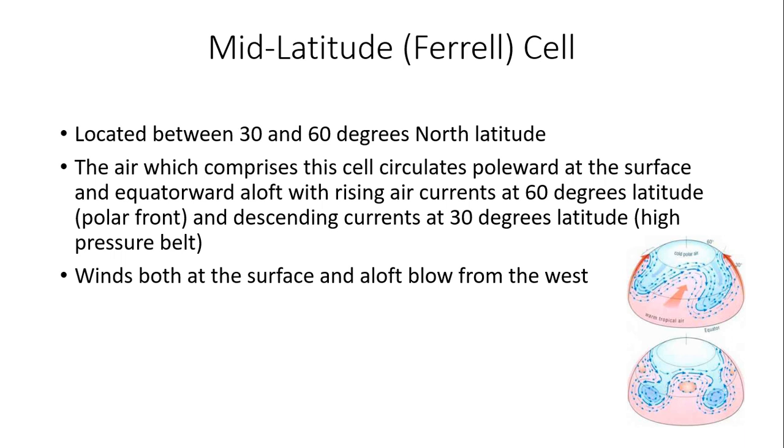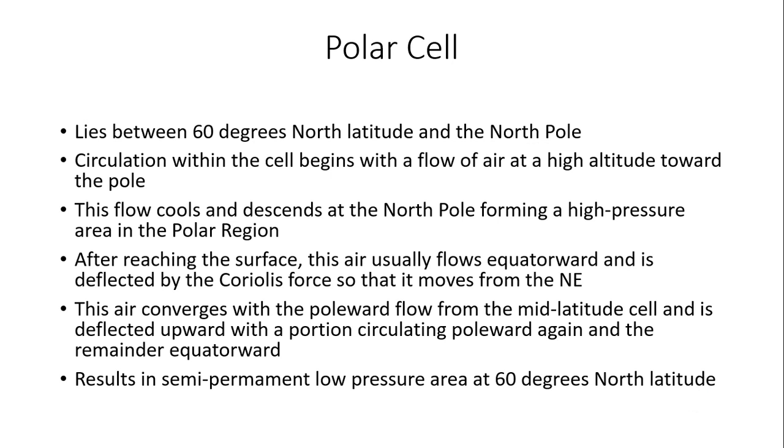So the winds, both at the surface and aloft, are going to blow from the west in the mid latitudes. And as an example, weather generally tends to follow the direction of the wind in the mid latitudes, moving from west to east, because our jet stream tends to blow from west to east in this particular mid-latitude Ferrel cell.